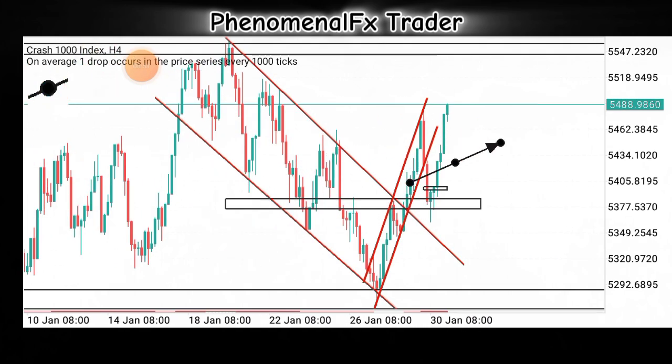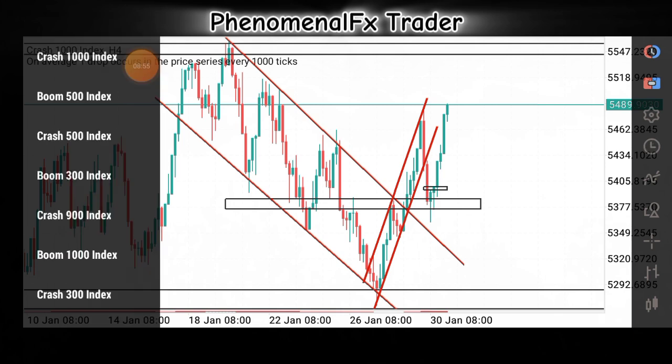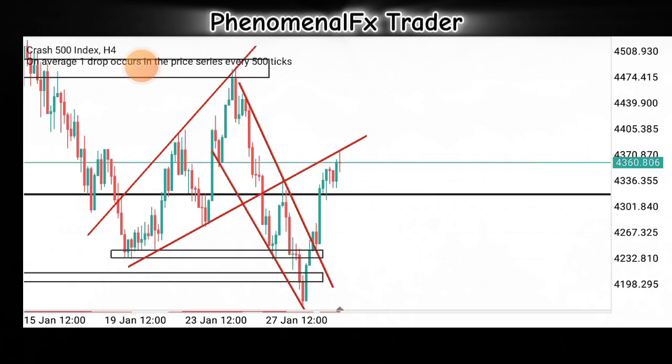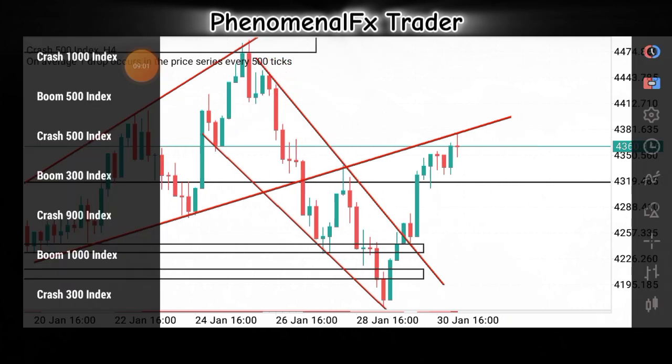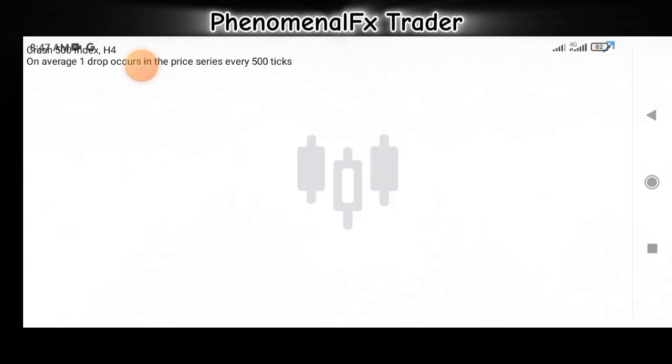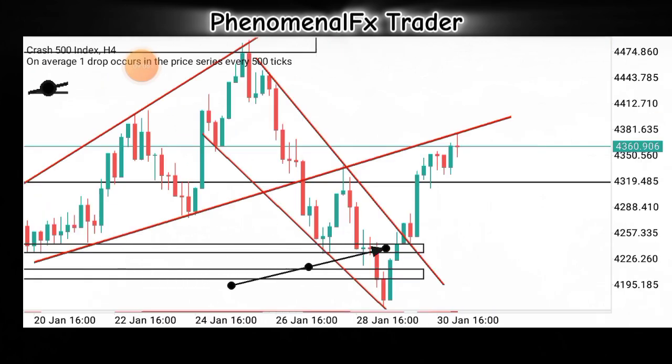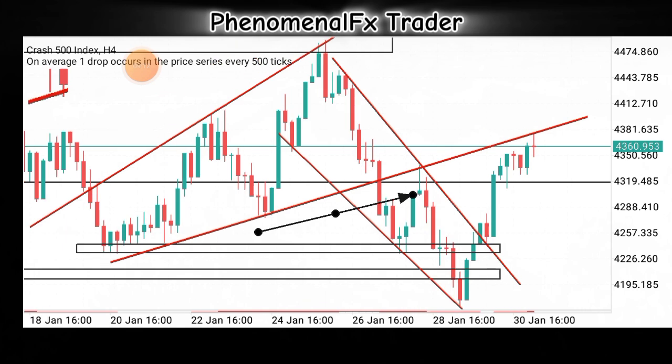All right, so the same thing is applicable to the Crash 500 index. Let me see. Oh, I didn't clear this one yet. All right, so I took a trade around this zone. I took a trade here. You can see the trade. I took a trade somewhere around here. You see this market here, at this point, the market was initially buying.